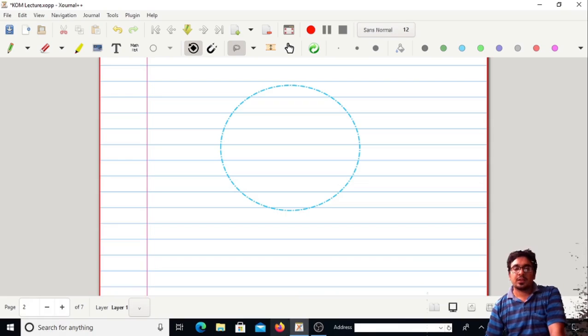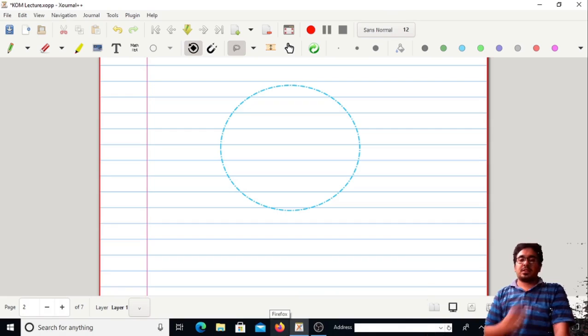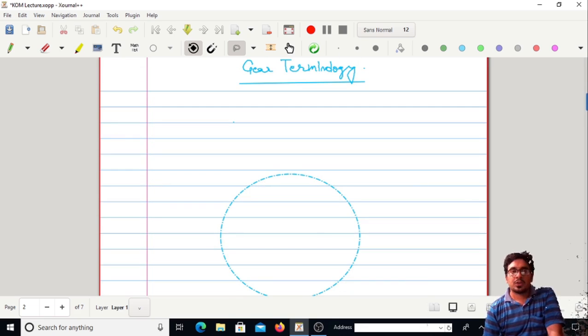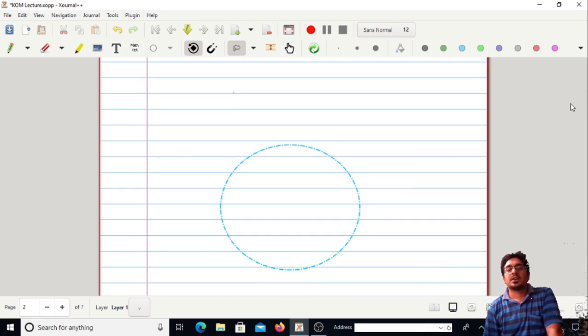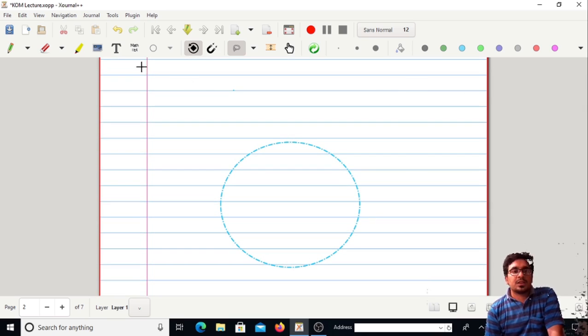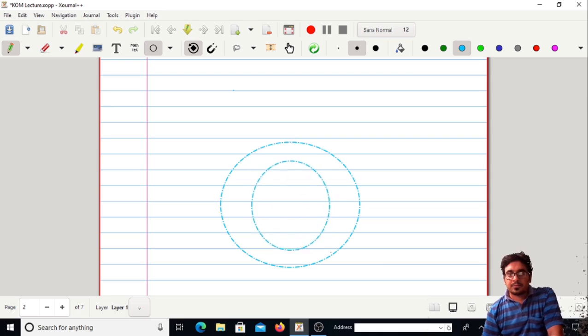Hello everyone. In today's lecture, we will study the different gear terminology which we started in the previous lecture. In the previous lecture, we discussed some basic technical terms which were associated with the gear profile. Let me just revise some terms. For example, this is one of the circles of the gear profile. Let me draw some other circles as well, and then I will explain the whole geometry.